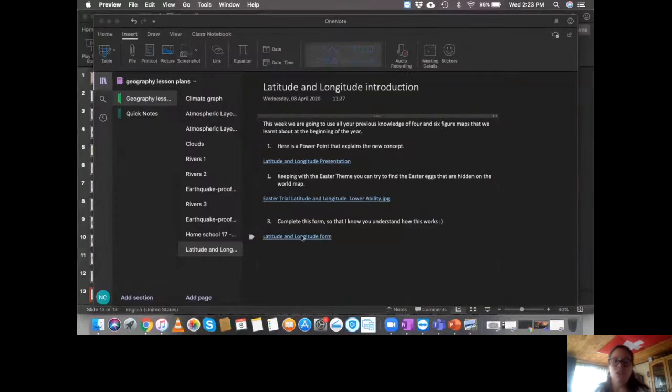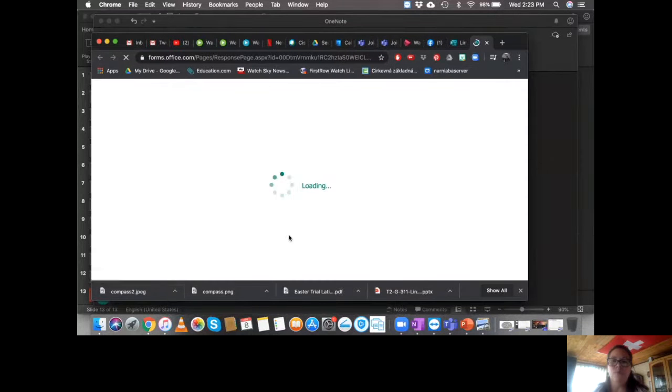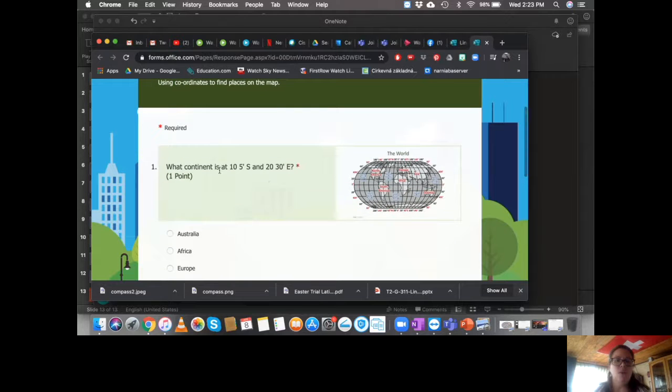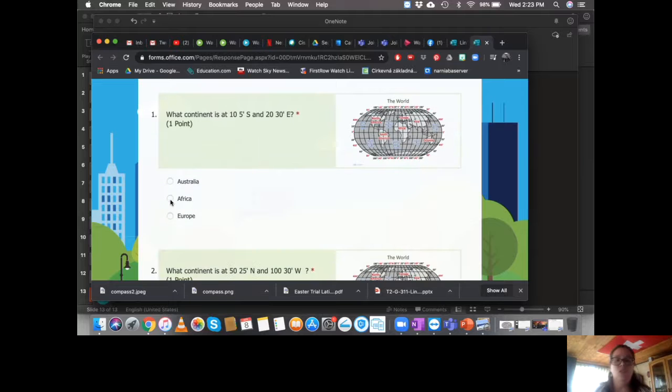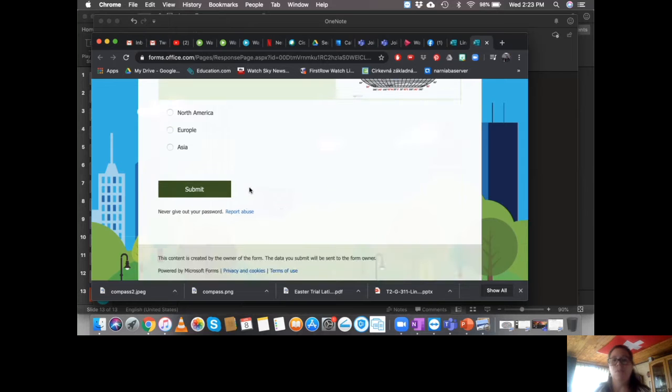And then just to look at this form, it is a simple form that opens up and it'll ask you what continent is at 10 degrees and 5 seconds, 20 degrees and 30 seconds. All you need to do for me is look here and decide what continent it is. Is it Australia, Africa, or Europe? You just choose one of them. You choose one for the second one as well, and you press submit, and it will tell you if you get your answers.